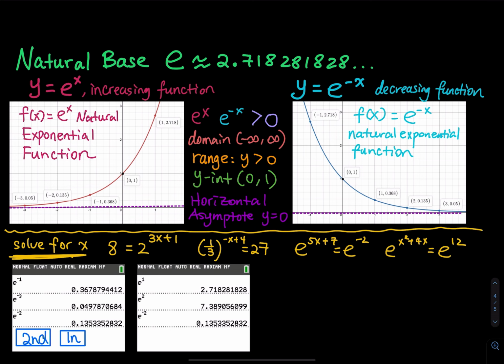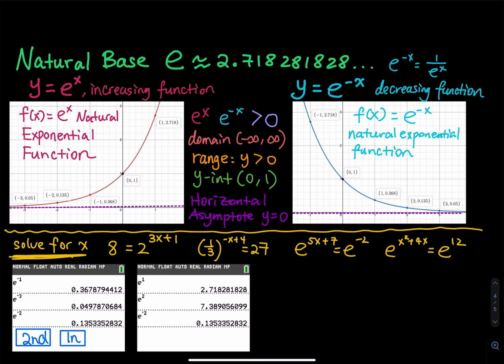E to the x is a natural exponential function. And then how about e to the negative x? So e to the negative x is 1 divided by e to the x, right? So I should write that out for you. So e to the negative x is 1 divided by e to the x. So if you choose a very big x value, you will get a very large denominator. 1 divided by a large denominator is approximately equal to 0. So that's why e to the negative x is a decreasing function, and that is also called a natural exponential function.